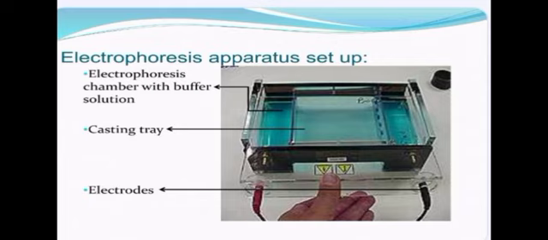Second, the electrophoresis apparatus setup. This is the electrophoresis apparatus setup. It contains a casting tray, electrodes, and an electrophoresis chamber with buffer solution.